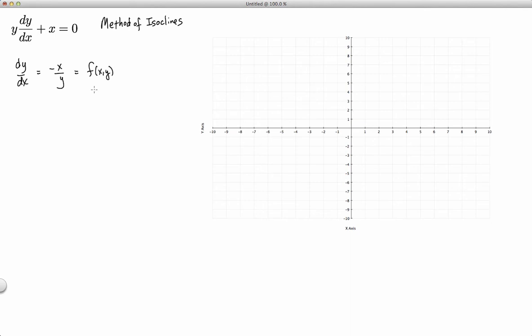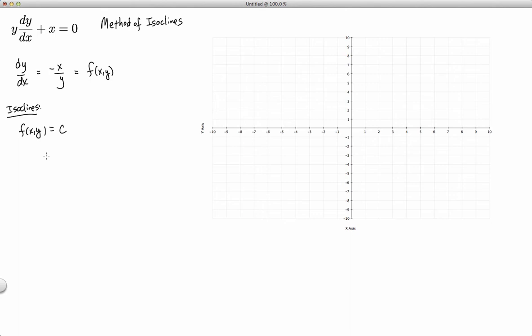It is basically the function that controls the slopes in the slope field that we're trying to sketch by hand here. So rather than go in at each and every point and calculate the value of this function to find the slope, we're going to create an isocline. And remember, the isoclines are always of the form f of x, y equals c for some value of c.